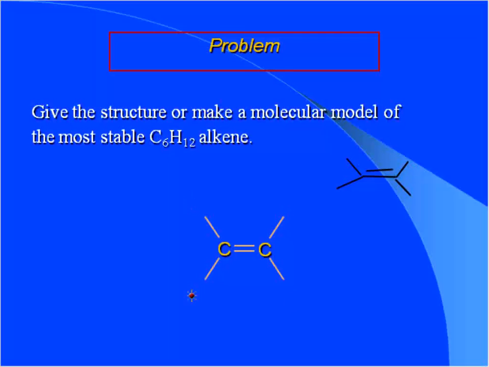So if you put C, C, C, C everywhere, it means it is ultimate, all substituted. That's the maximum one can do. So that should be the most stable out of all C6H12 structures. CH3, CH3, CH3, CH3. That's it.